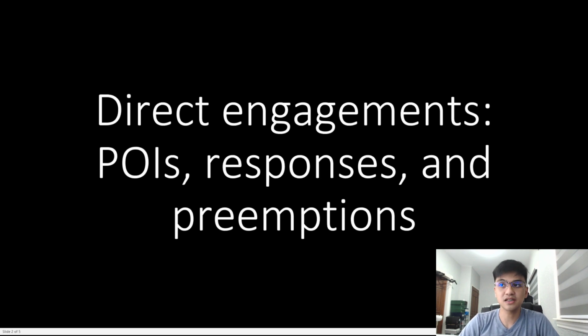Direct engagements include points of information, responses, and preemptions. It's important to track and take note of these, as these are the most obvious ways teams will attempt to beat out their diagonal team. You should ask yourself, what specific aspect of the argument is being put into question, and how does this specific response undermine the contribution of a particular team?